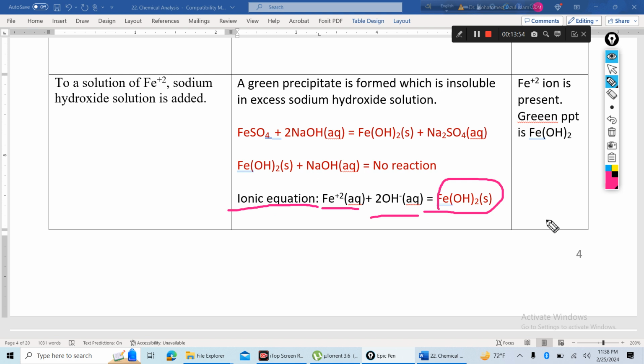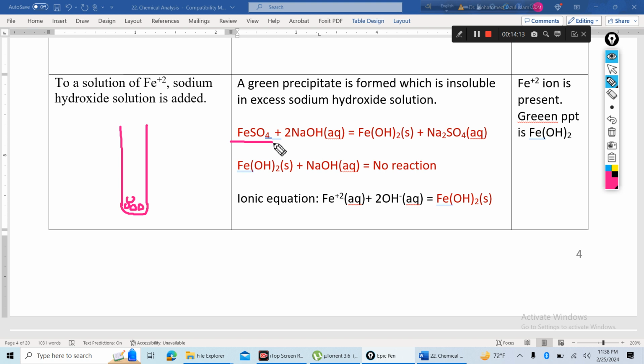So at first, you will take a test tube, take an iron salt, a solid iron 2 compound. It may be iron 2 sulfate, iron 2 chloride, or iron 2 nitrate. Then you will add distilled water. After adding distilled water, you will prepare a solution. Then you add aqueous sodium hydroxide.